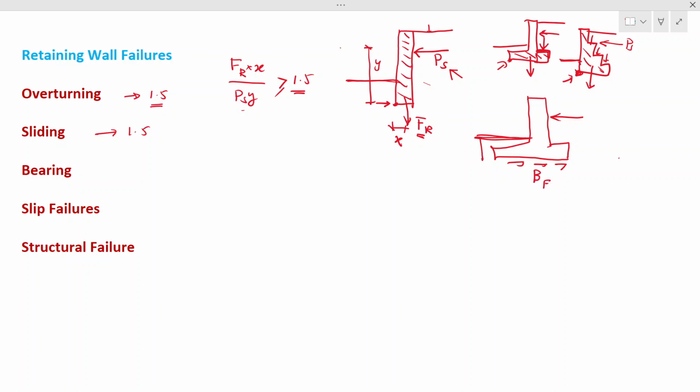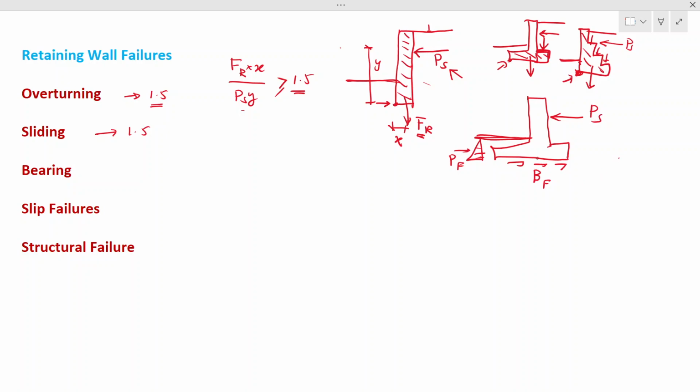In addition to that, you have a passive pressure here because you have soil here. So the movement of the wall is resisted by this soil. So passive pressure is there. So you say passive force is there. So you have a PS here from the soil.